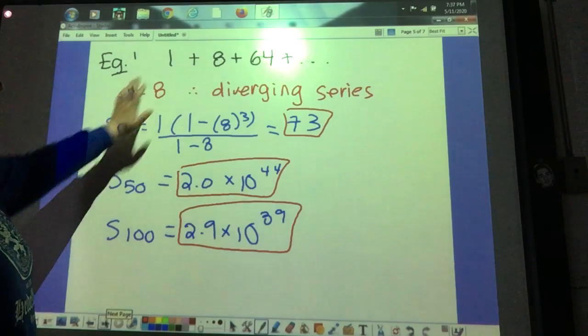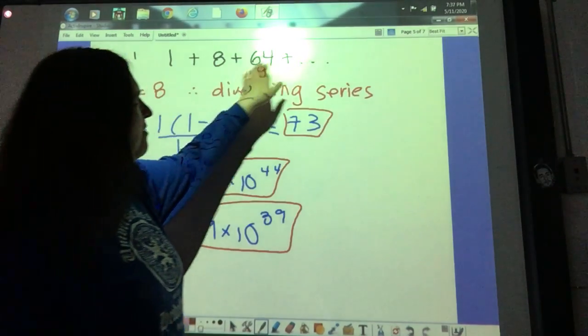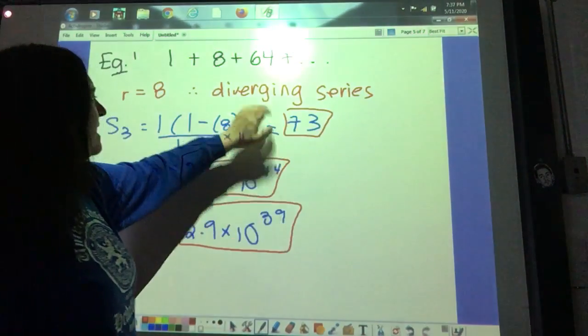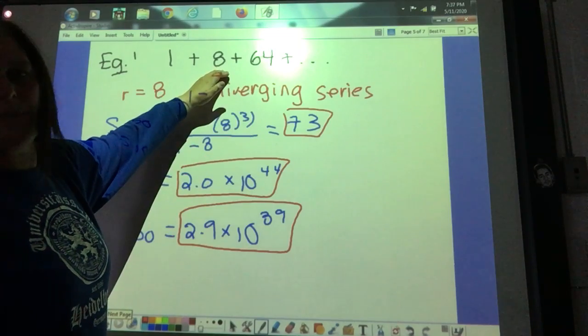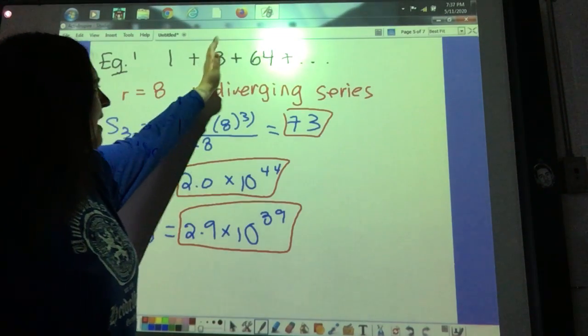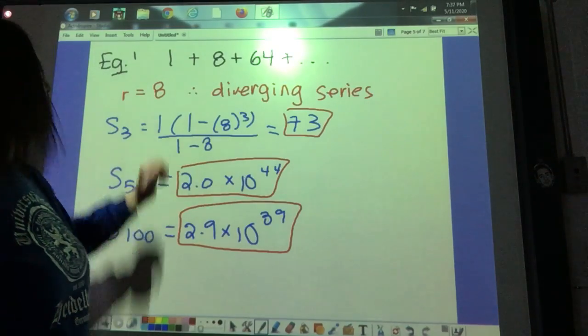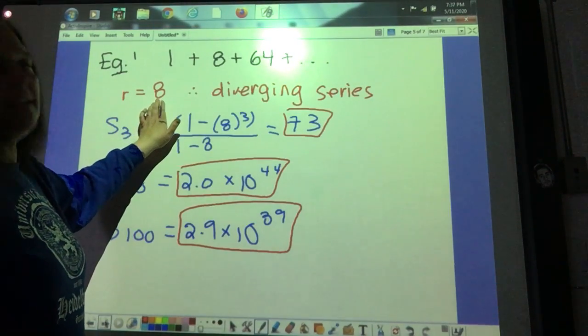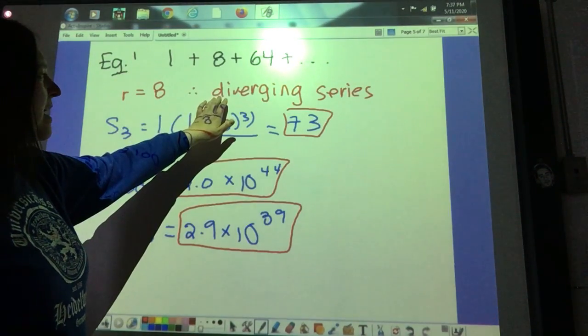So 1 plus 8 plus 64 plus ... Well, that's a diverging series. We know it's a series because we're adding. It's geometric because we're multiplying by the number 8 every time. So the R value is 8. 8 is greater than 1, so we say that it's diverging.